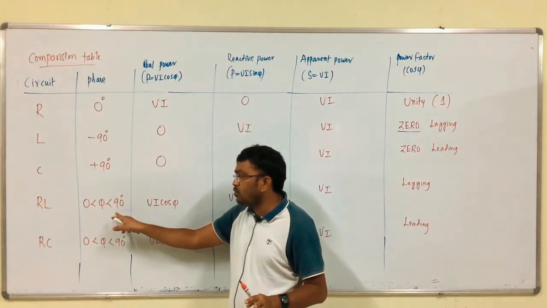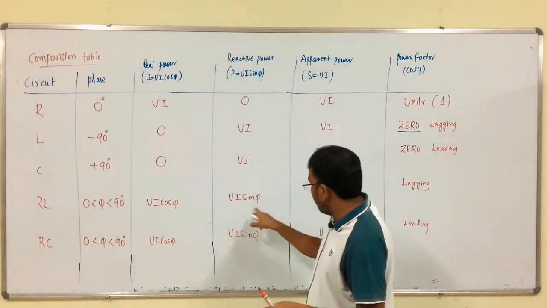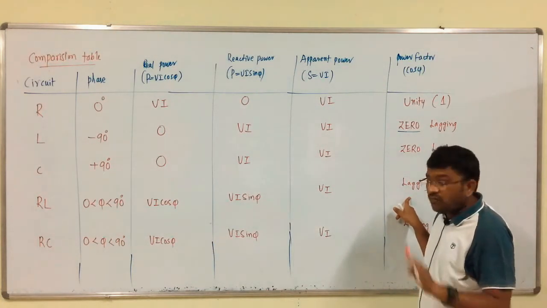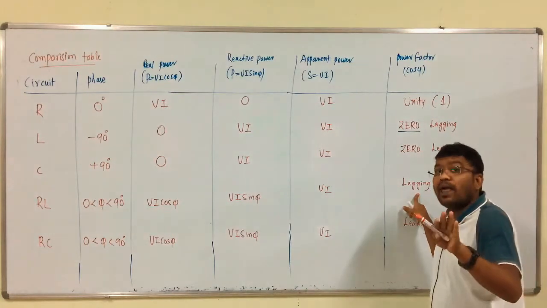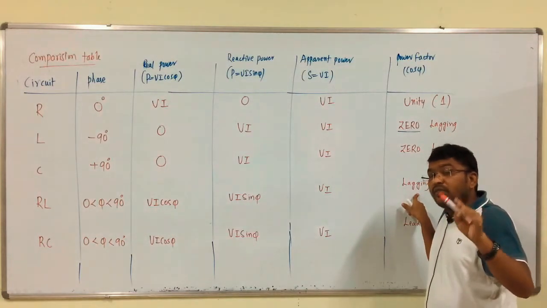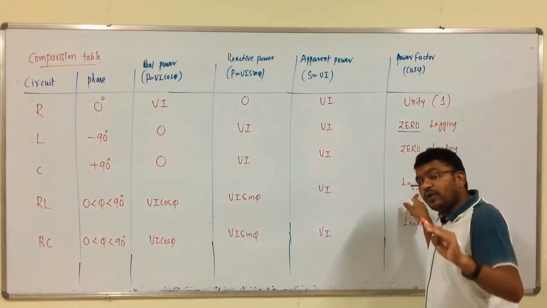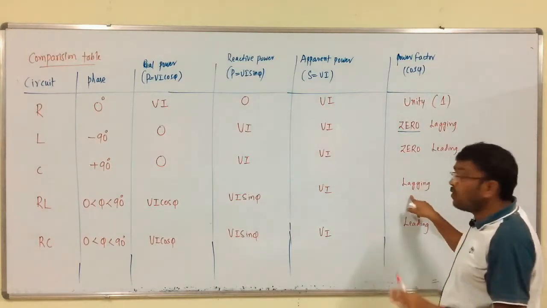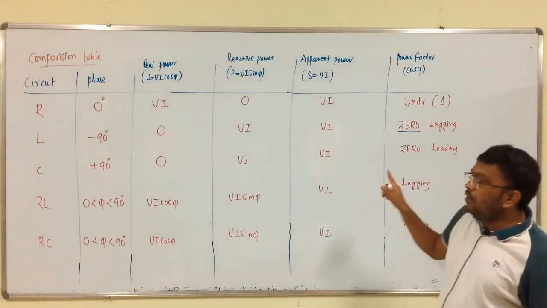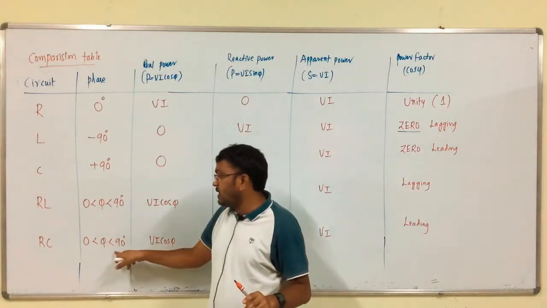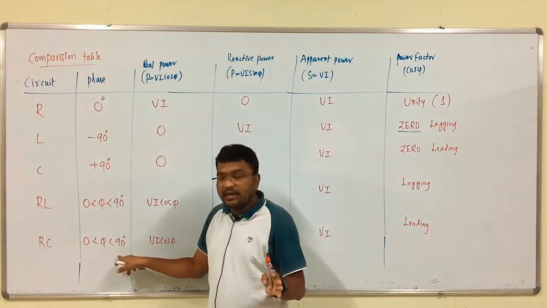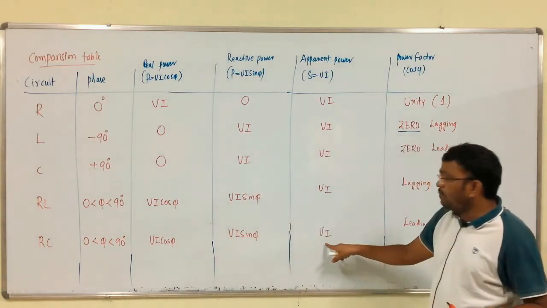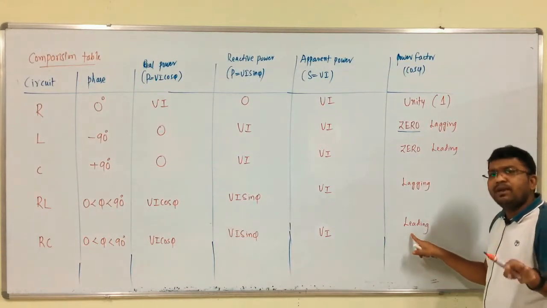Depending upon the phase angle between the two, we calculate V I sin phi for reactive power, and V I for apparent power. What about the power factor? For a combination of R and L, the power factor is lagging, but not 0 lagging. We get 0 lagging only for a pure inductive circuit; here, with the combination of R and L, the power factor is simply lagging. Now, if it is the combination of R and C, the phase displacement between voltage and current is less than 90. Real power is V I cos phi, reactive power is V I sin phi, and apparent power is V I. Finally, the power factor is leading.